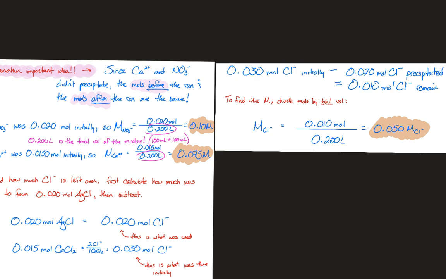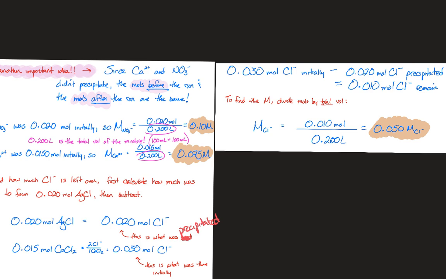The chloride is the one that takes a little bit more work to figure out because some chloride did precipitate, but not all of it because it wasn't limiting. Only the silver was limiting. So how do we figure out how much chloride is left over? Well, we do what we initially had. That comes from the CaCl2. I showed that on the bottom here. 0.015 moles of CaCl2. There are 2 chlorides per 1 CaCl2, so that's 0.03 moles of Cl minus. So this is what we had initially, minus what precipitated, right? And here I say this is what is used. I actually don't like that phrasing. I'm going to say what was precipitated. I think that makes more sense.